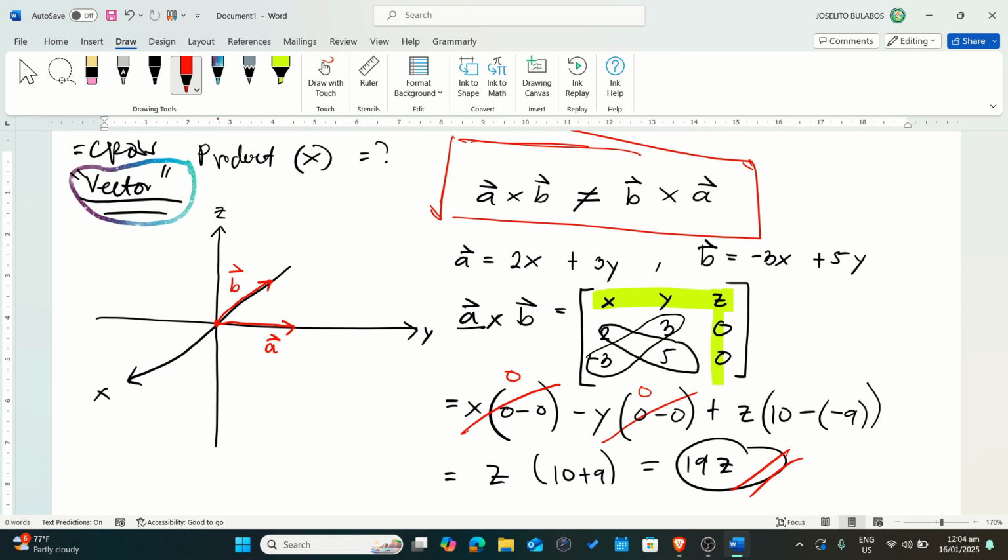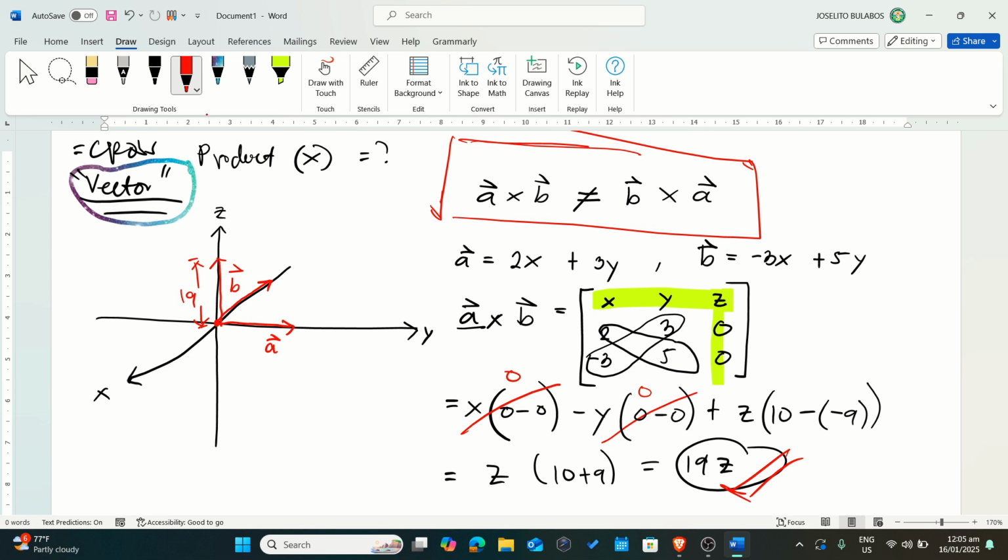So this means that this is along the direction of the z component with a magnitude of 19, right? So this is the basic operations you could find in cross product.